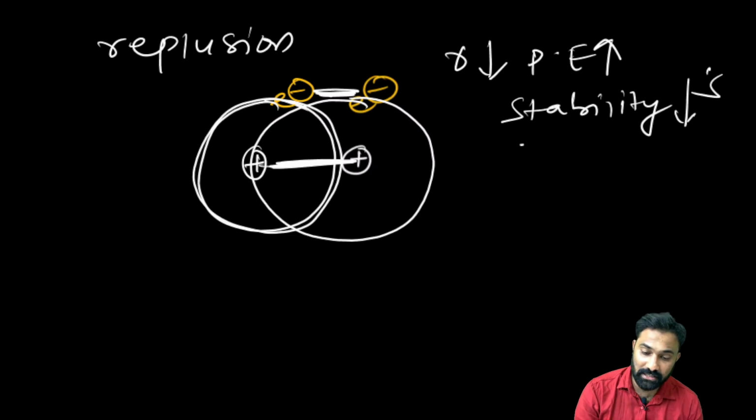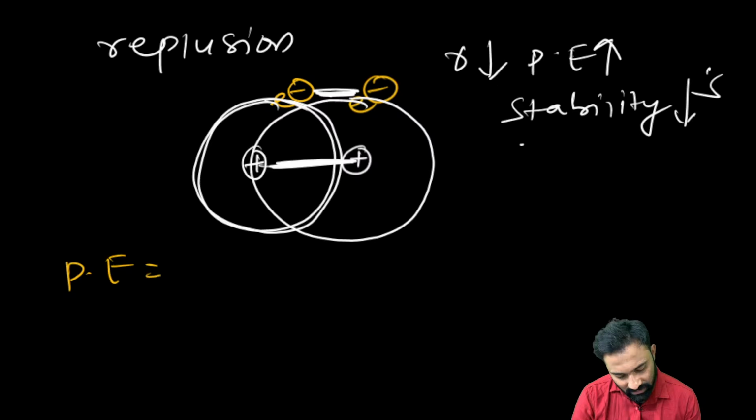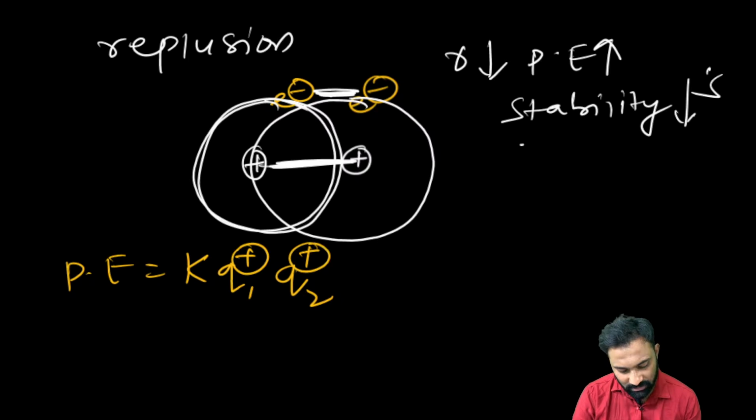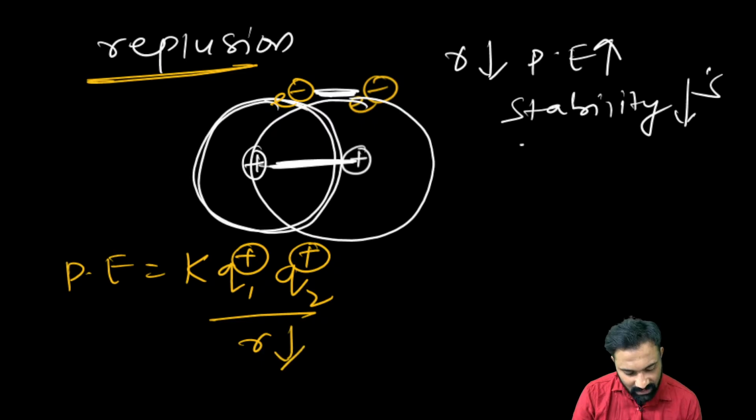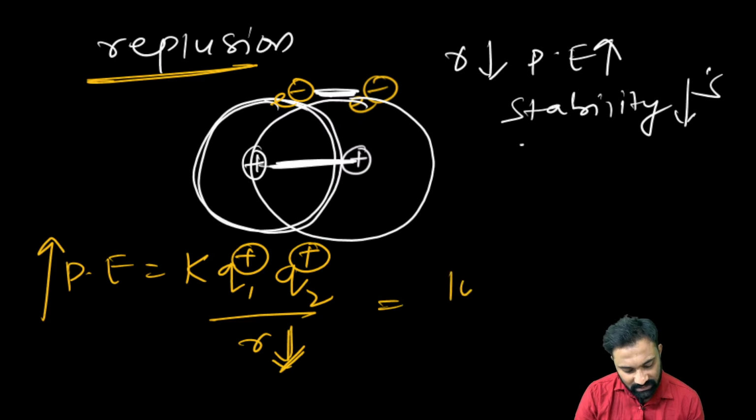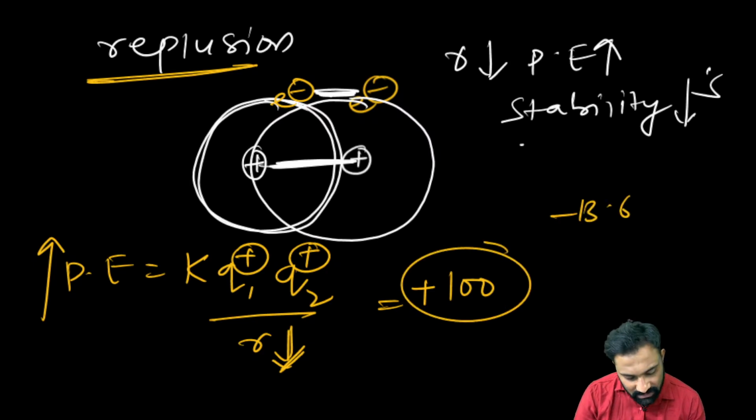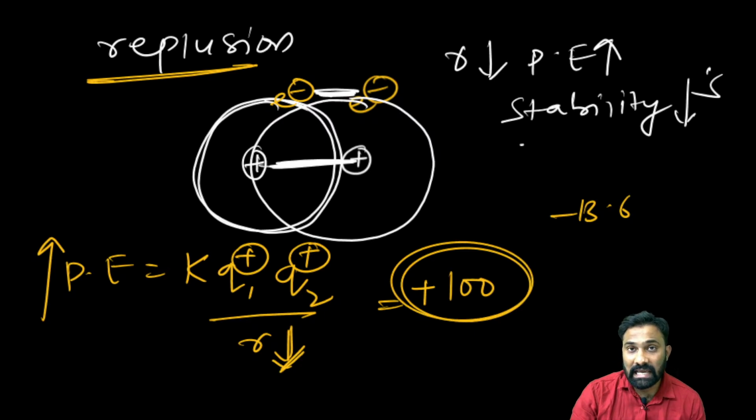How does the potential energy increase and stability decrease? The potential energy formula: potential energy is equal to K Q1 positive charge and Q2 positive charge, because repulsion will happen between like charges, either both positive or both negative. As I was decreasing the radius, potential energy should be increased, means potential energy has increased to plus 100. Means minus 13.6 is having the higher energy or plus 100 is having the higher energy? Plus 100 is having the higher energy, right? Means any electron, if it is increasing its energy, its stability is decreasing.